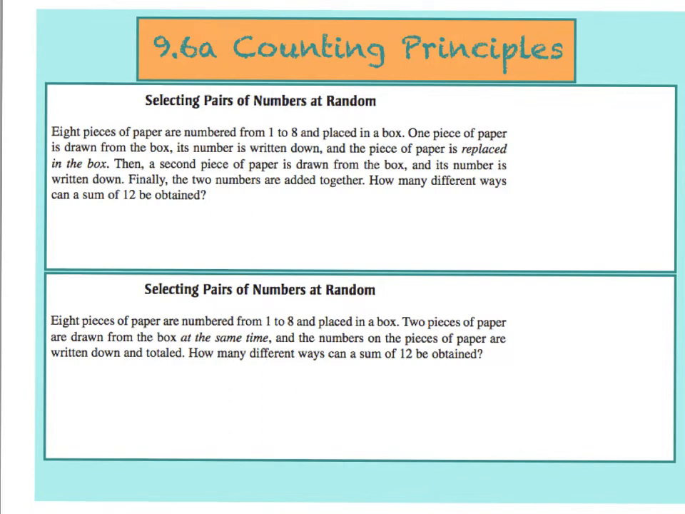All right, fantastic. So what's important? Okay, numbered 1 to 8. That's important. What else is important? It's being replaced. That's extremely important, and this was even italicized for us. What else is important? A sum of 12. So, how can I get there? How can I have numbers 1 to 8 being replaced to have a sum of 12?